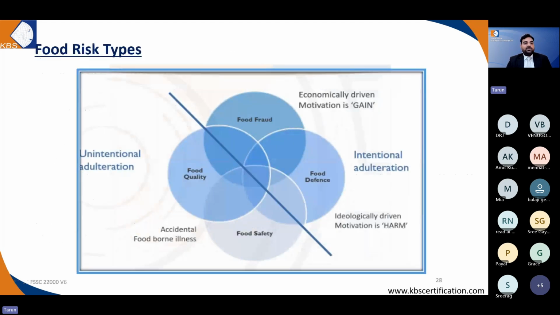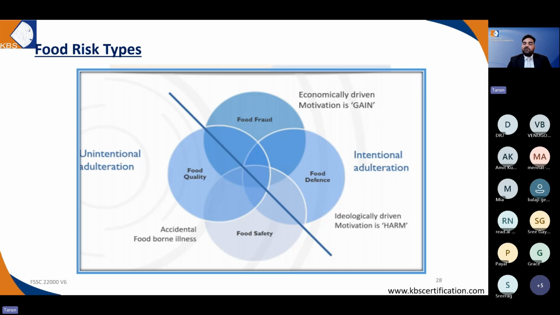Okay, then food risk types. There are certain types of risk that you can see in the circles. One, you can see food safety, then food quality. Food quality can be a case where food is safe, you can consume it, but quality is not up to the requirement. Then food defense. Food defense is something which we have discussed. You have to defend your product so nobody can cause harm to it. And food fraud is economically driven. It means somebody wants to make money and wants to defraud you in terms of ingredients. They say it is a natural food color, maybe not. It is a natural flavor, it is not. So you need to consider that.